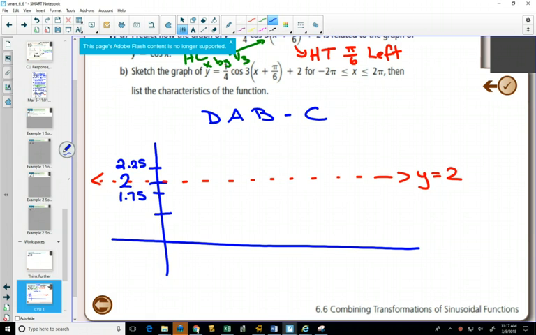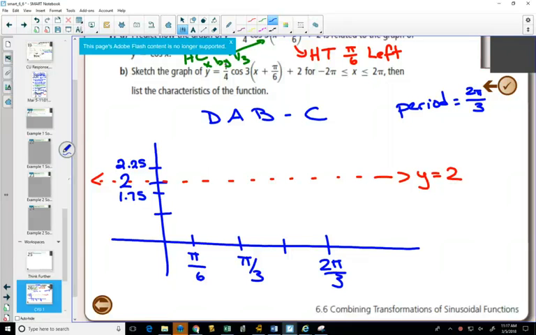Next, our b value helps us find our period. Our period is 2 pi divided by the b value, and since the b value is 3, our period will be 2 pi over 3. You go along your x-axis, take an arbitrary spot, and mark 1 period. Then divide that into 4 equal sections. Half of 2 pi over 3 would be pi over 3. Half of pi over 3 would be pi over 6. The third one here would be 1, 2, 3 pi over 6. 3 pi over 6 simplifies to pi over 2. So those are our 4 sections.